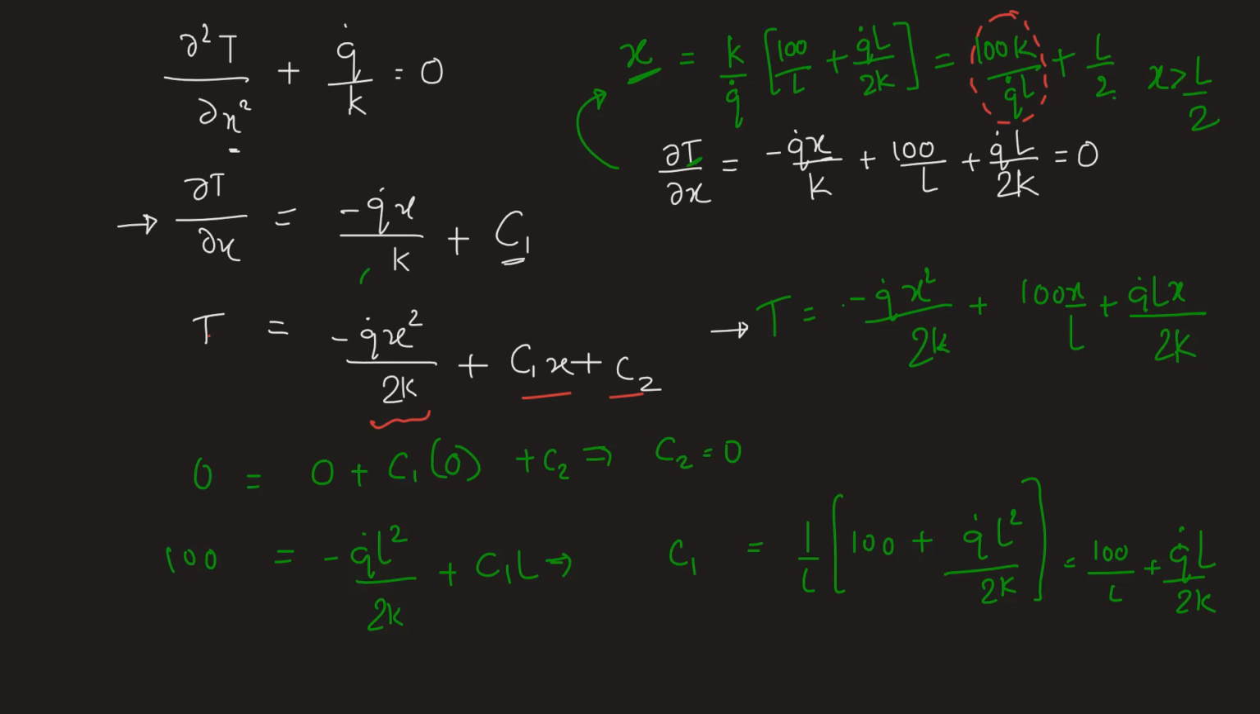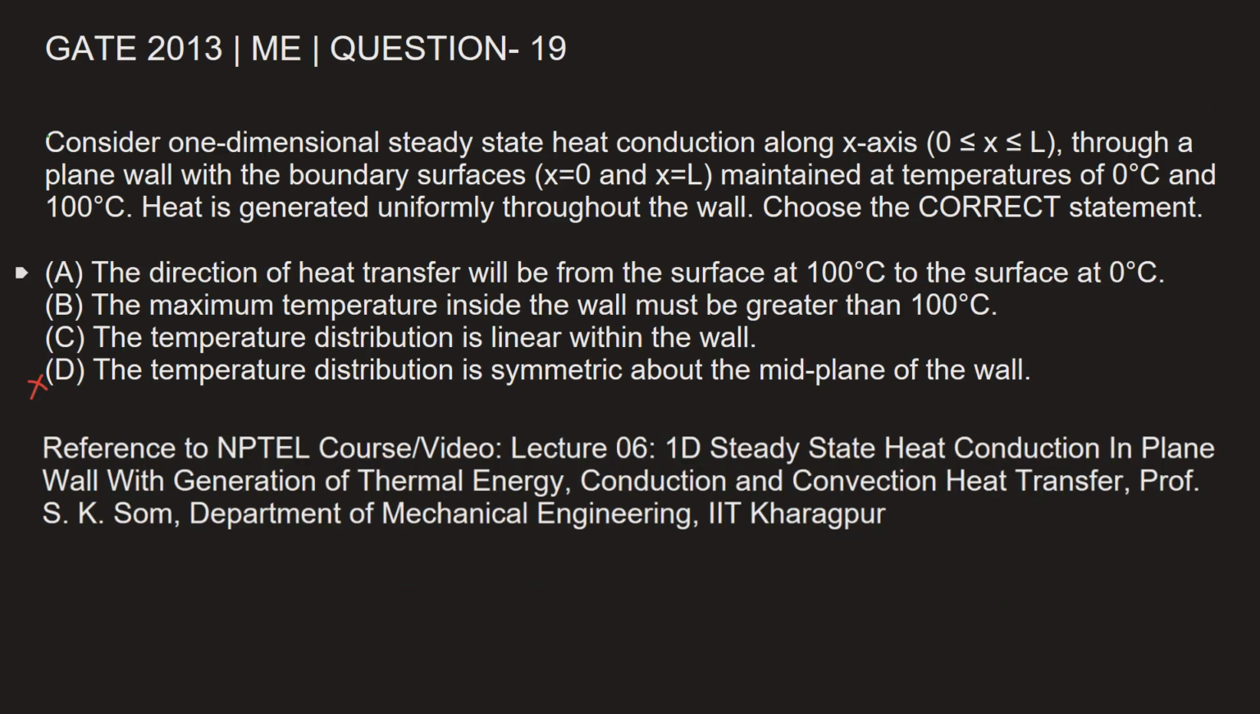Let's go back and mark it. So option B, the maximum temperature inside the wall must be greater than 100 degrees Celsius. So the maxima does not occur at x equal to L. That means that 100 degrees Celsius is not the maximum temperature. It is going to occur somewhere else, which will be a value greater than x equal to L by 2.